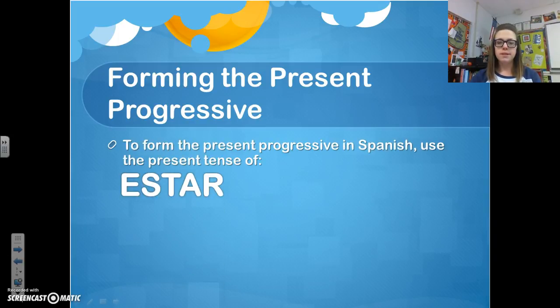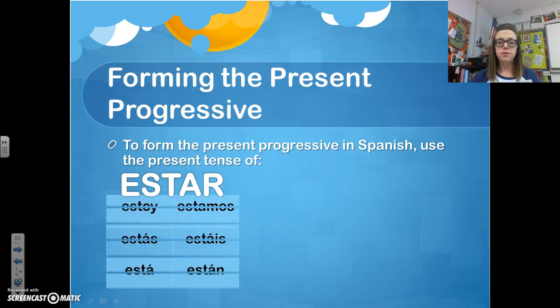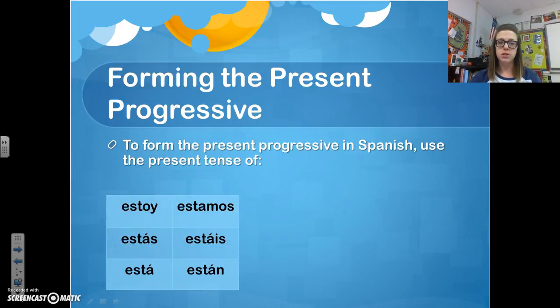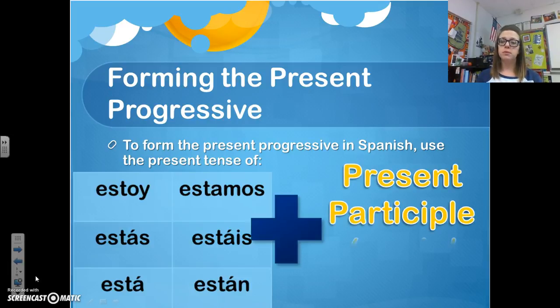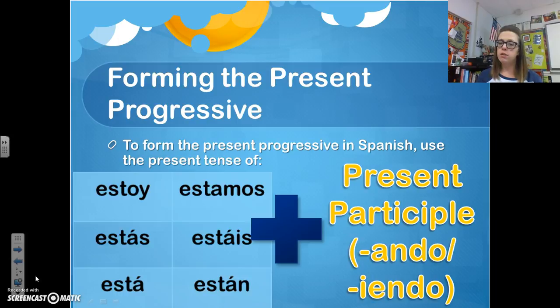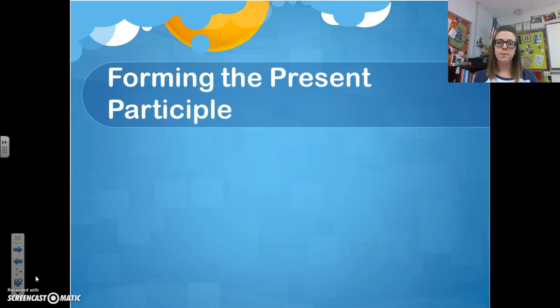To form the present progressive in Spanish, you're going to use the present tense of estar. Okay, so remember these are our conjugations for estar. Estoy, estás, está, estamos, estáis, están. Plus you're going to have a present participle, which we'll call ando or yendo, because we're actually going to add that to the end of our infinitive. All right, so we already know how to conjugate the verb estar, so we need to figure out how to form the present participle.